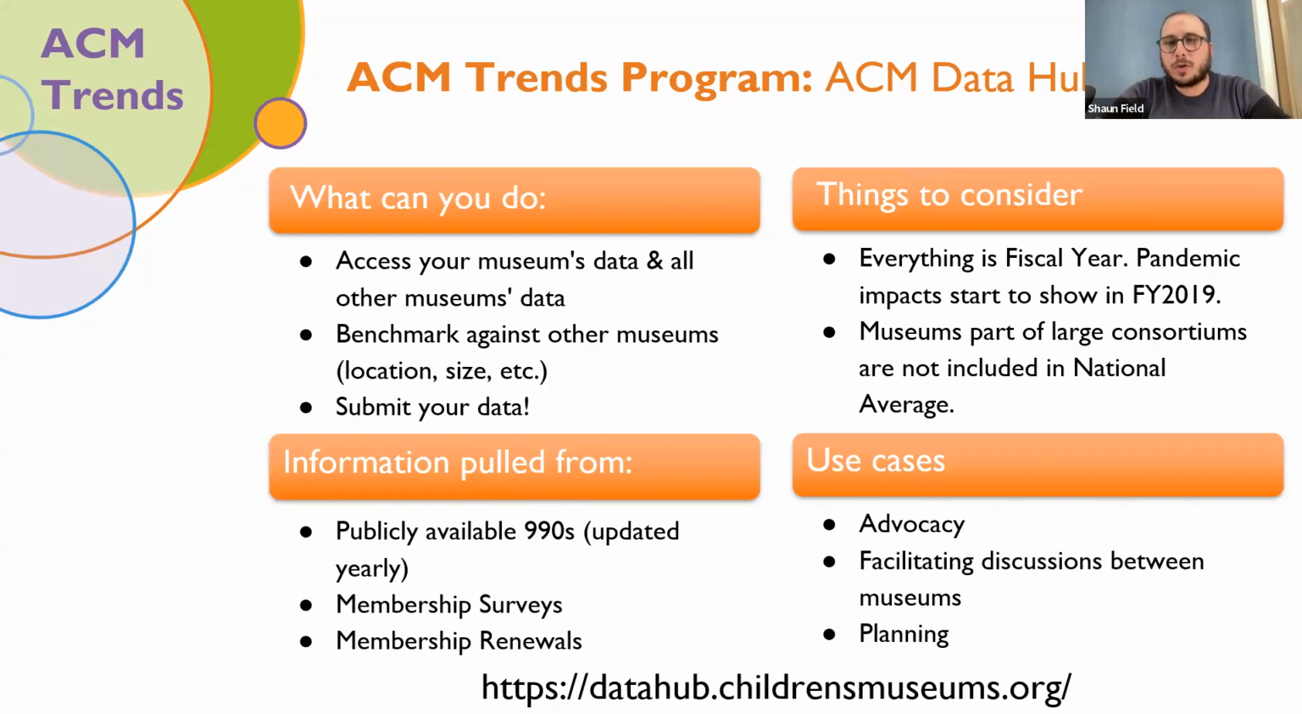Museums part of large consortiums are not included in the national average, but will show up on the Data Hub. So an organization like Thanksgiving Point, you all are a consortium of multiple different cultural institutions, and your 990 reflects all of those cultural institutions. And so we removed those from the national averages that you'll see, but we still have shown you for now. And our goal is to figure out if there's a way to update that for the one particular children's museum set. So some of the data for those museums will be updated as we go. It's just a case of we don't want to muddy the waters with an organization's 990 in those national averages that represents more than a children's museum.